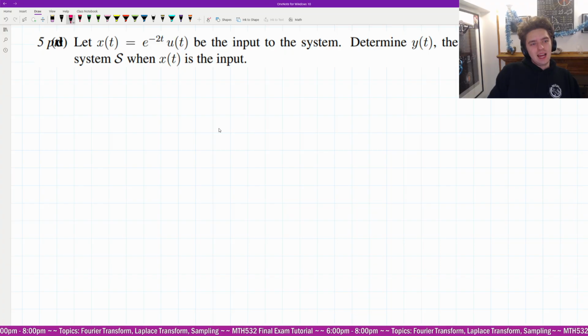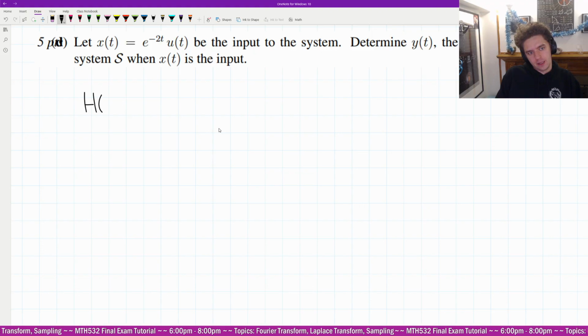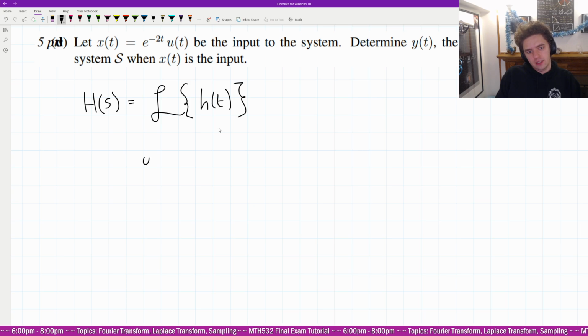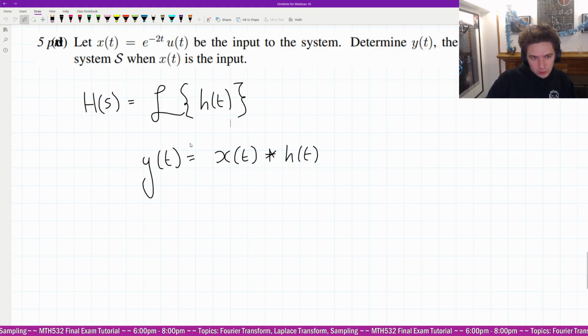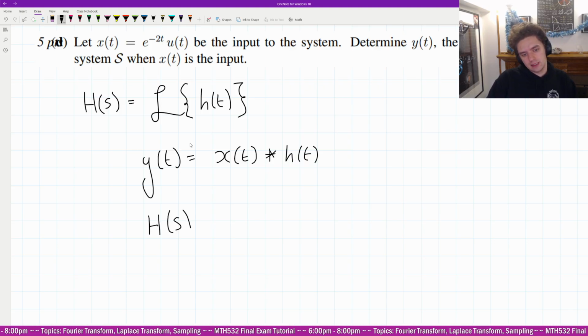No. And so basically, we know that the transfer function of the system is H of s, which is the Laplace transform of h of t, the impulse response. We know that our output y of t is going to be the input signal x of t convolved with h of t. This was chapter 2 stuff. So I want to find y. Let's take the Laplace of both sides. It's going to be H of s equals X of s, and now it's going to be multiplication.